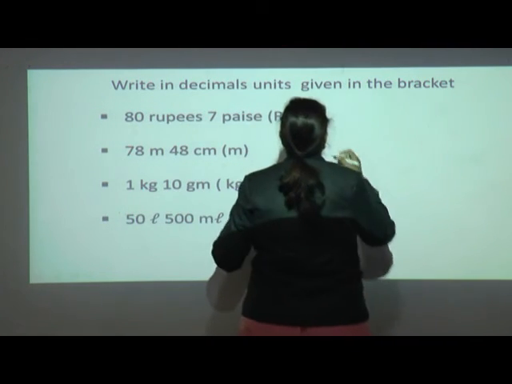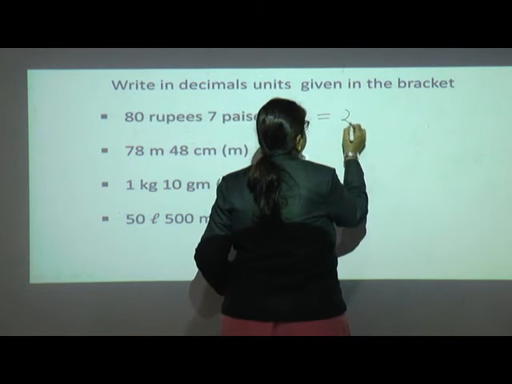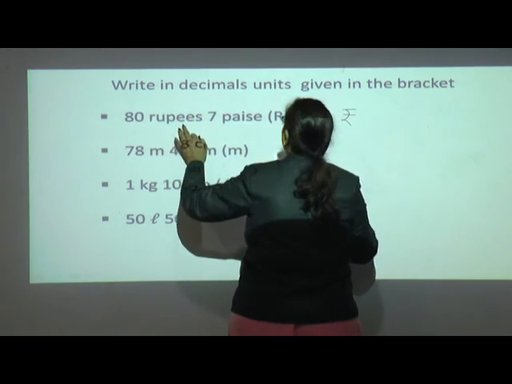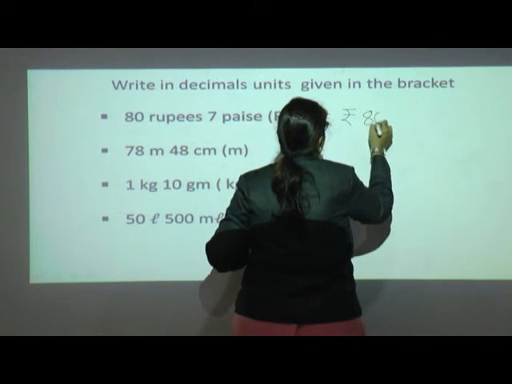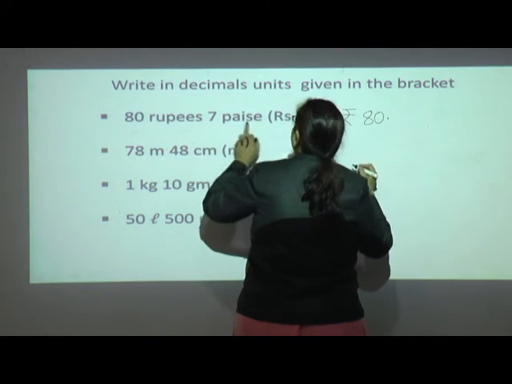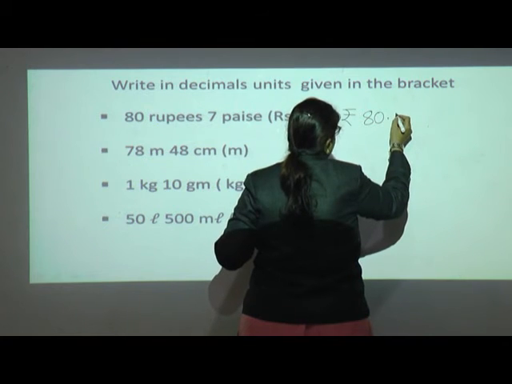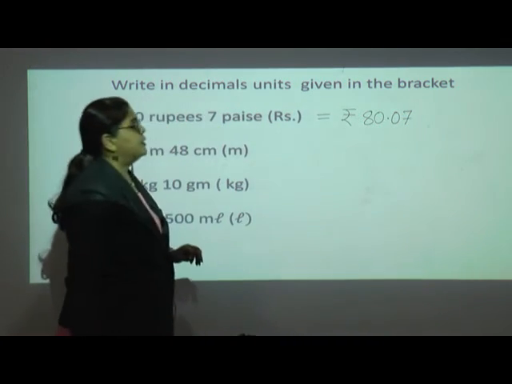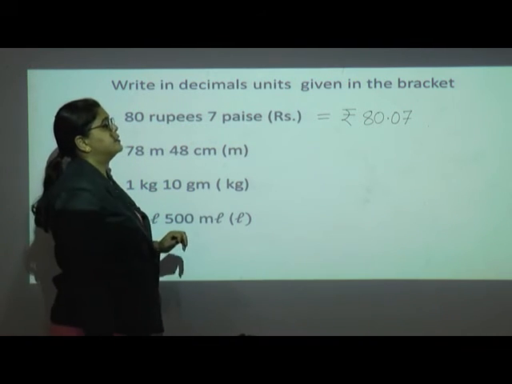So we have to write it in rupees. You know what the symbol of rupees is? We will write it as 80 rupees. So I will write 80 rupees 7 paise. How to write 7 paise? You know 1 rupee is equal to 100 paise. So I will write it as 0.7.